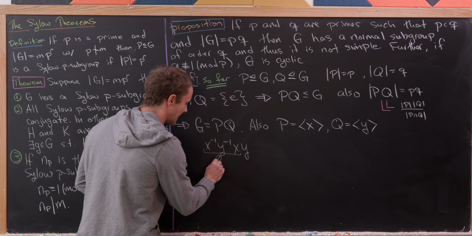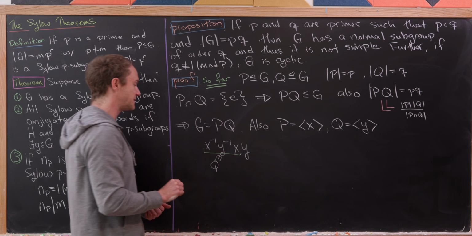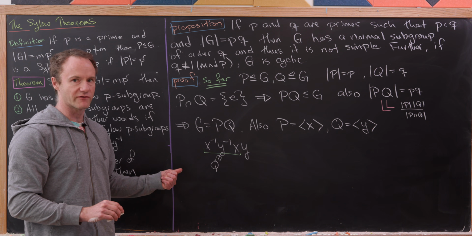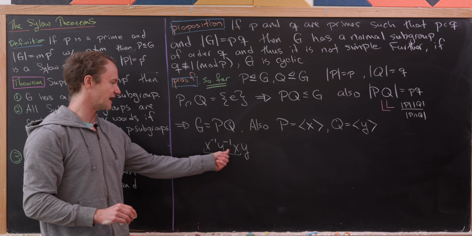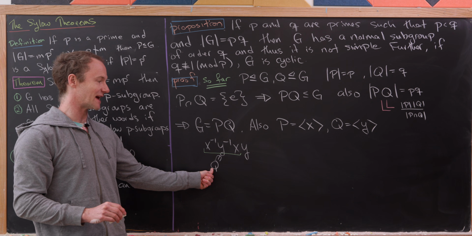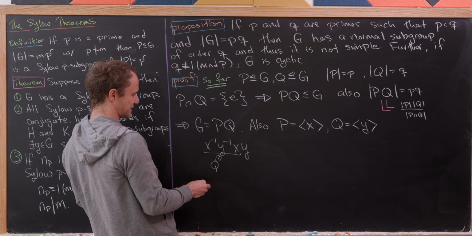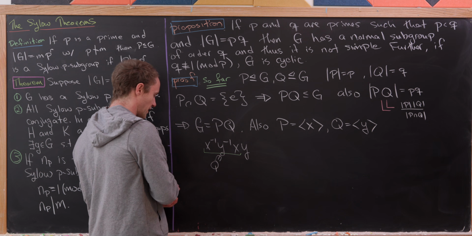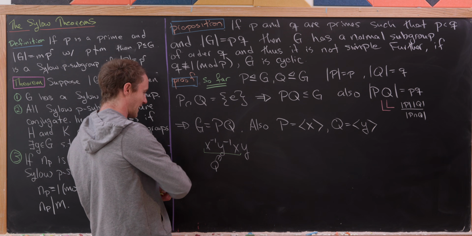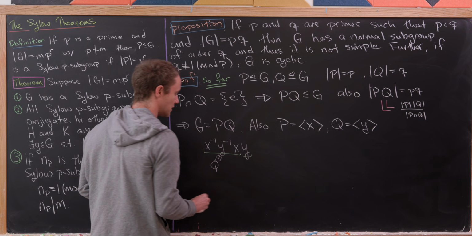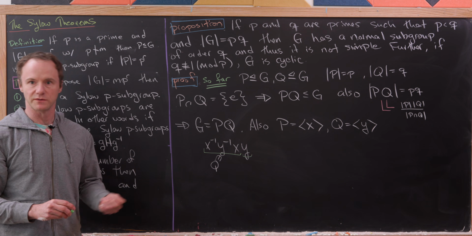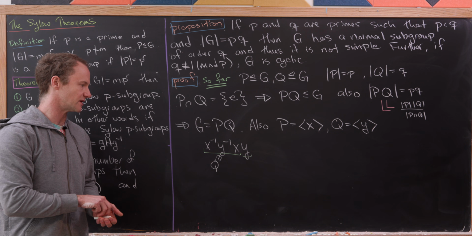So let's notice that if we look at it in this form, X inverse Y inverse X, then this is going to be inside of Q. That's because Q is normal. And so whenever anything's normal, if you conjugate it by anything from the group, you land back in the group. But then let's observe that we're then multiplying that by something in Q. So if we're multiplying something in Q with something in Q, then you land back in Q.